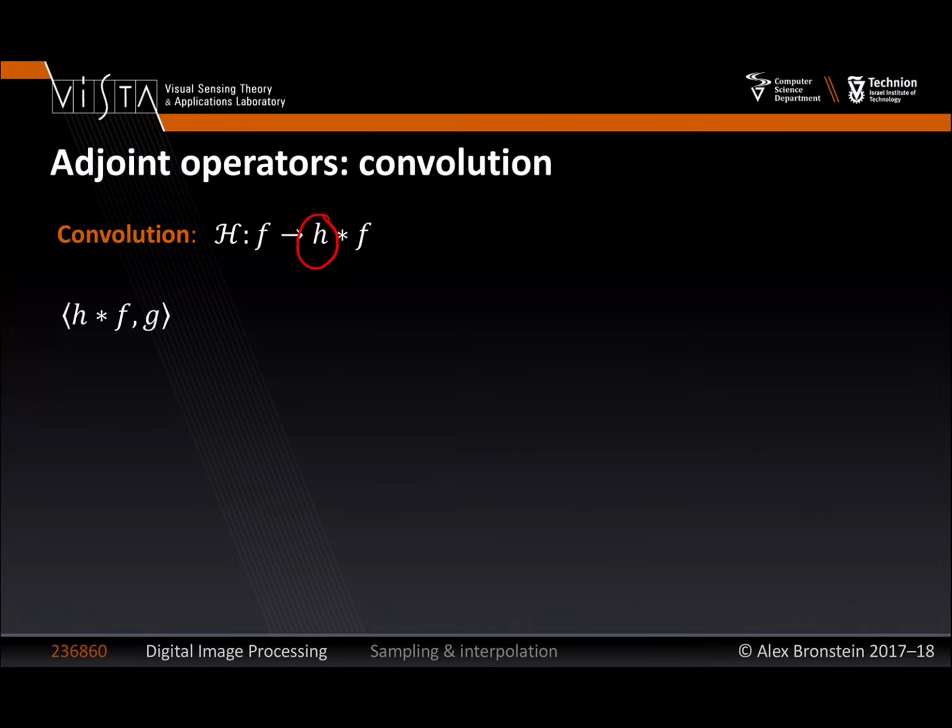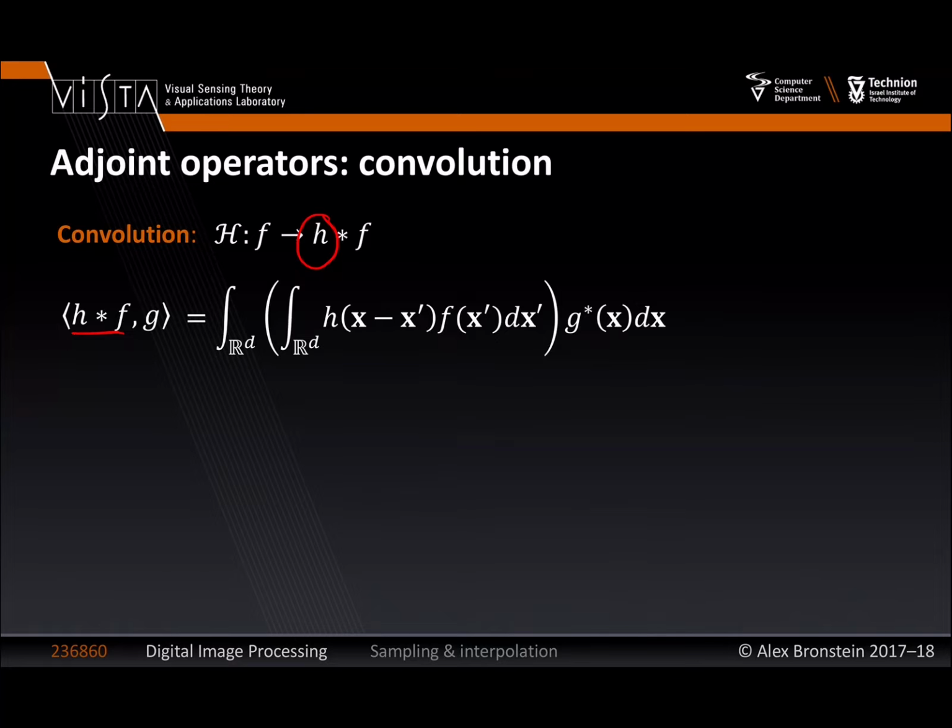It's quite straightforward, right? So I write the action of this operator on f as h convolution f. Compute the inner product. So here I have the inner product. What is written here is just the substitution of the convolution. I'm evaluating it at point x. The convolution variable, integration variable is x prime, and then the inner product is integrated over the variable x. Okay.